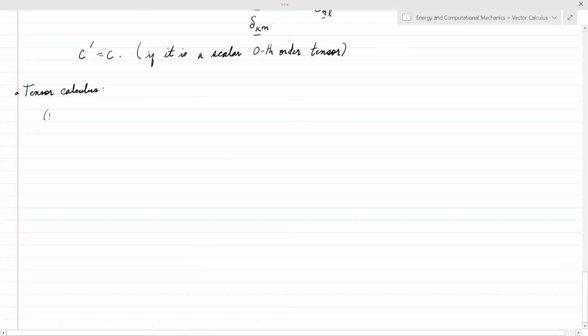So let's look first at the gradient of a scalar. It tells you how that quantity changes, right? So then I have the gradient of phi, and phi is my scalar. This is the derivative of phi with respect to xi, e_i. The gradient of a scalar becomes a vector.